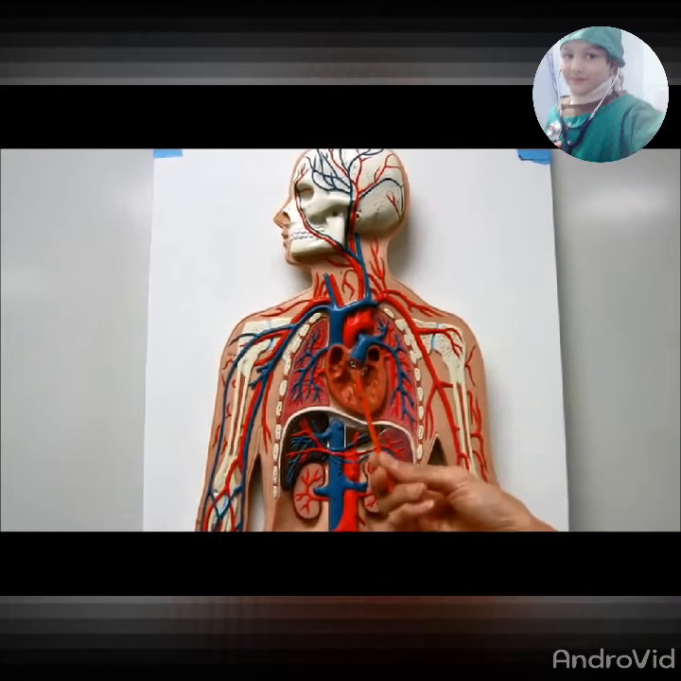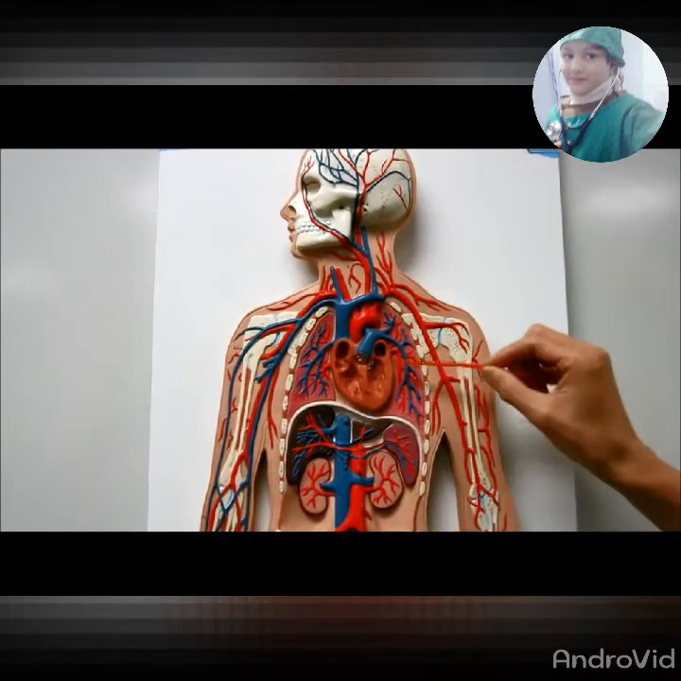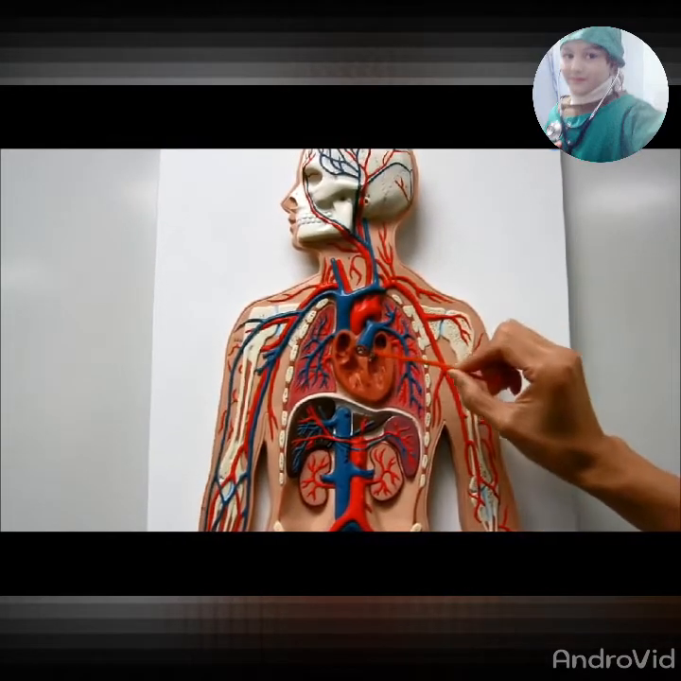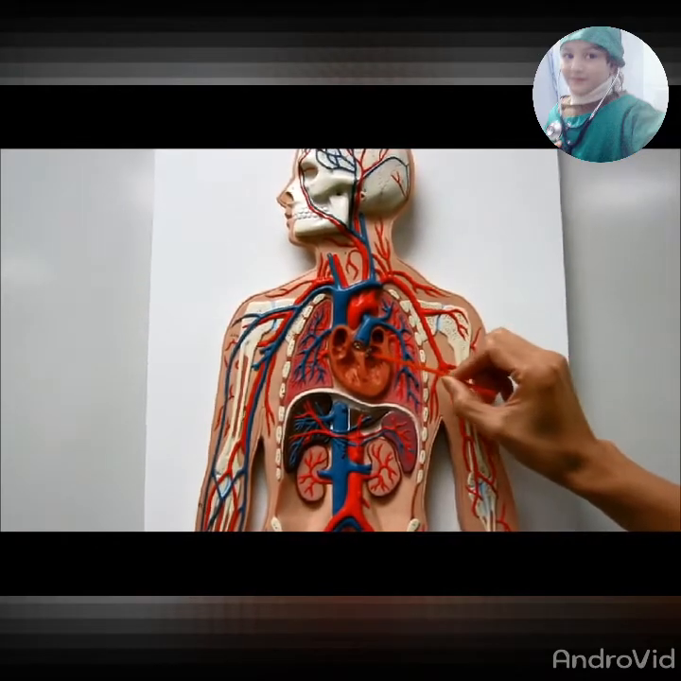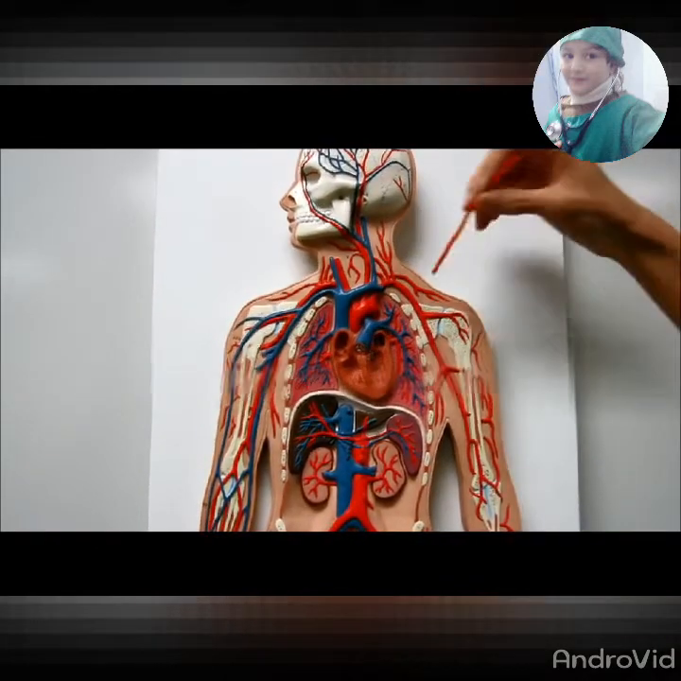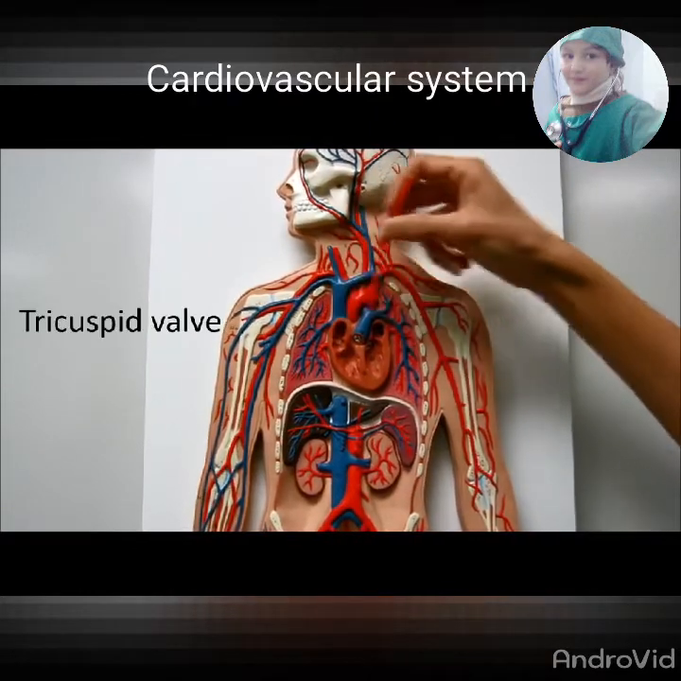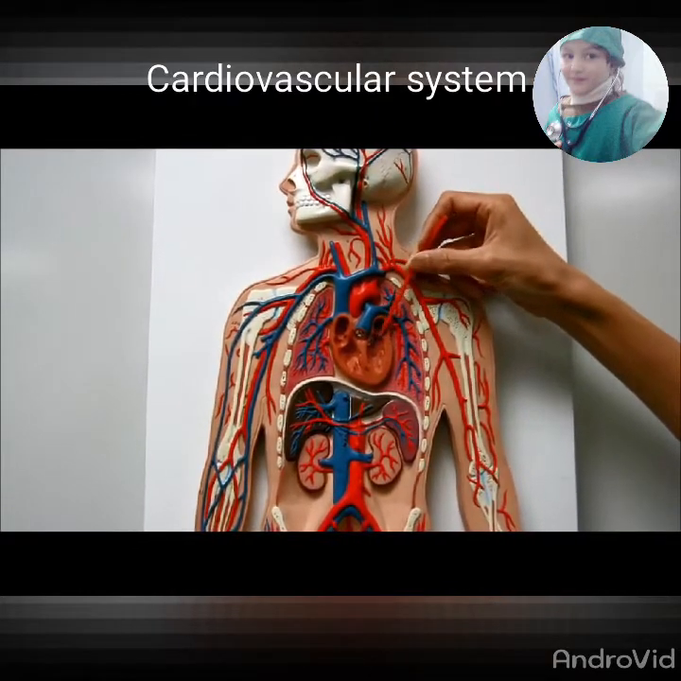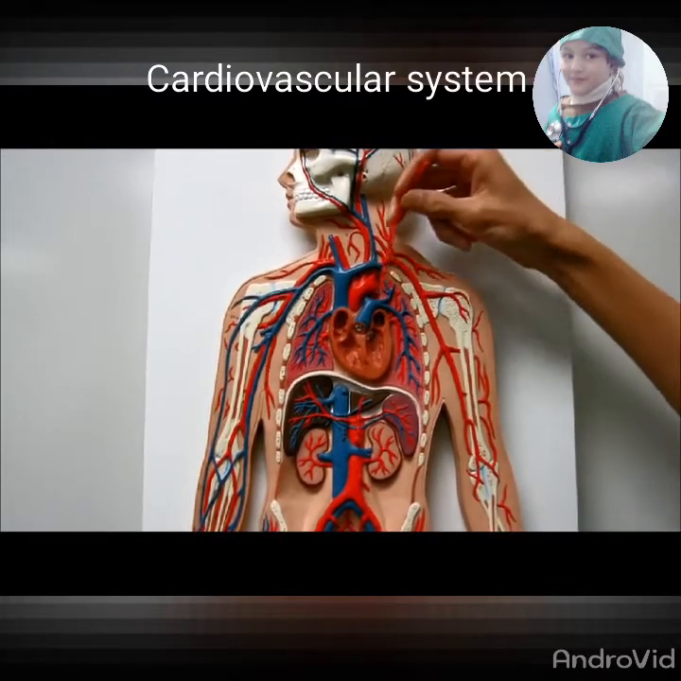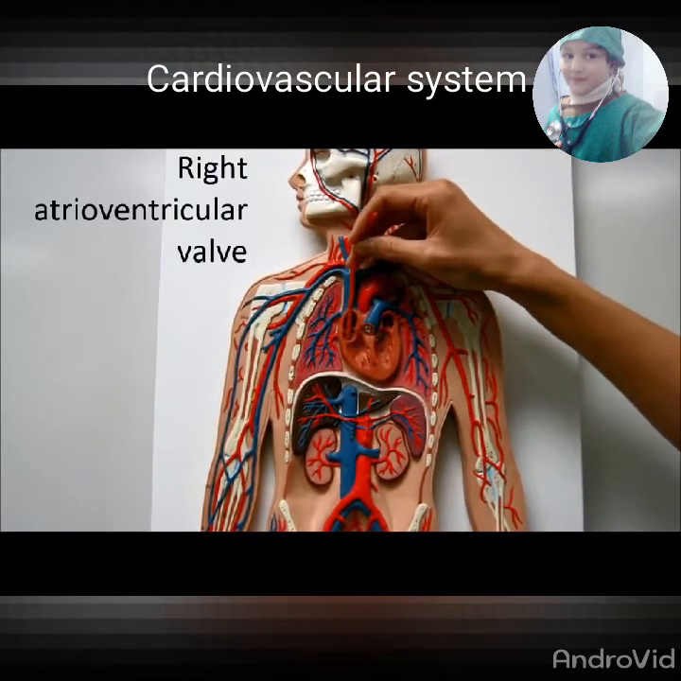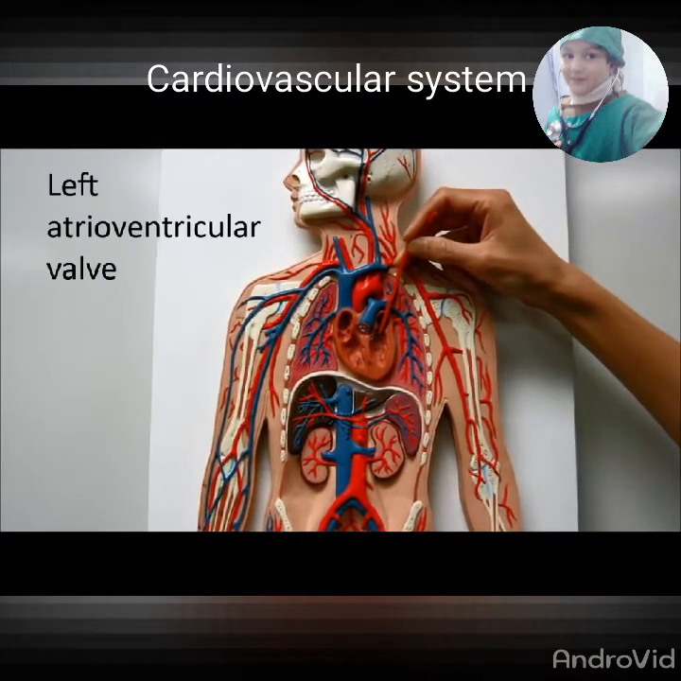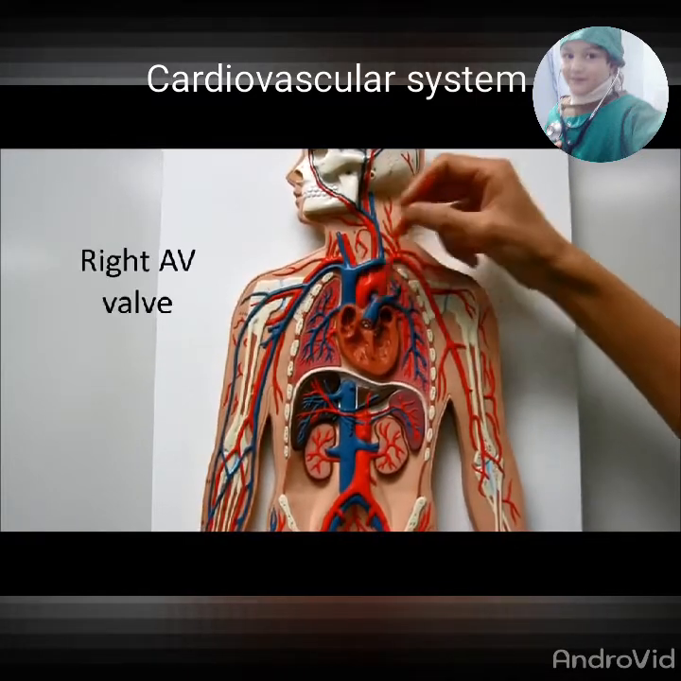Valves. This is the pulmonary valve. This is the aortic valve. Here, you can call it the pulmonary semilunar valve or the aortic semilunar valve. Going here, there's a valve that's called the tricuspid valve, and there's a valve here that's called the bicuspid valve, also known as the right atrioventricular valve or the left atrioventricular valve. Right AV, left AV.